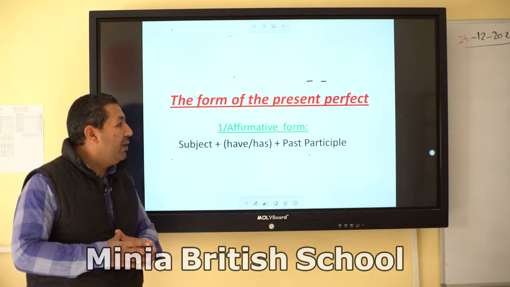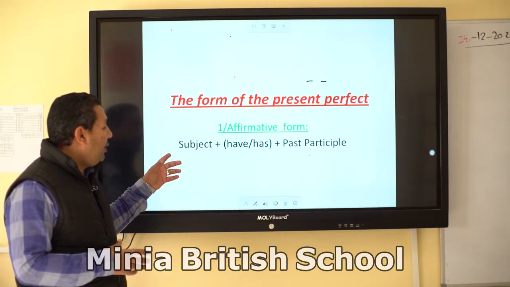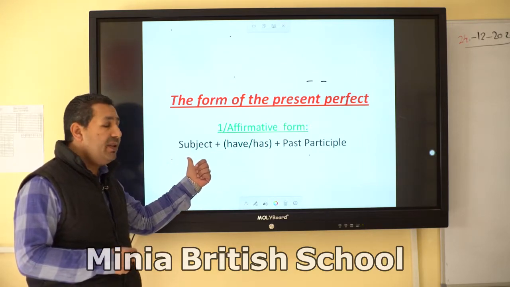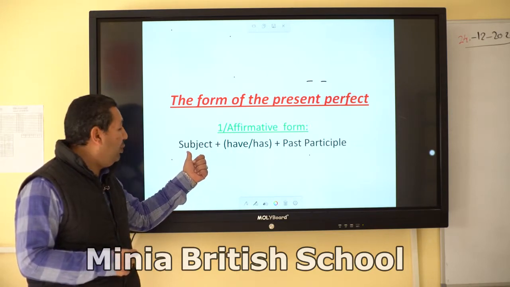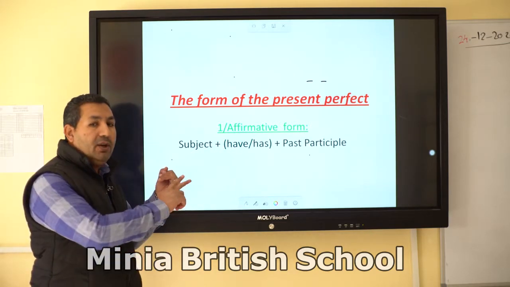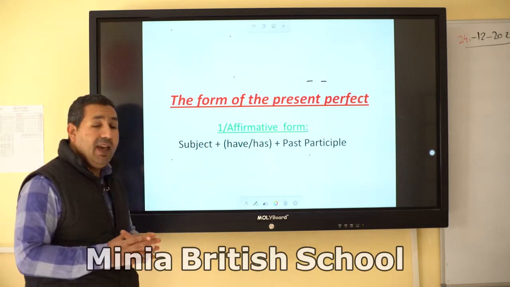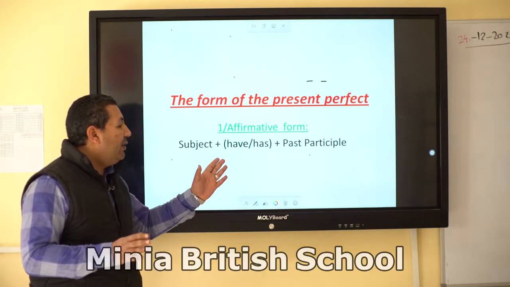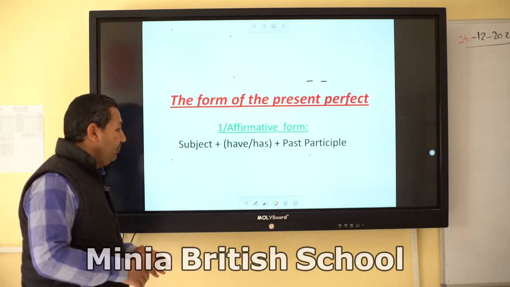The form of the present perfect. In affirmative form, we start with the subject, then we use have or has according to the subject itself. If it is a singular subject, we use has. If it is plural, we use have. So we use have with I, we, you, they, and any plural noun. And we use has with he, she, it, or any singular noun. Then we use the past participle of the verb.